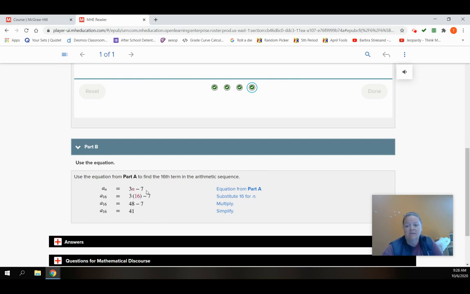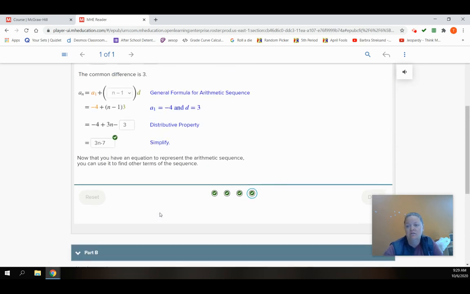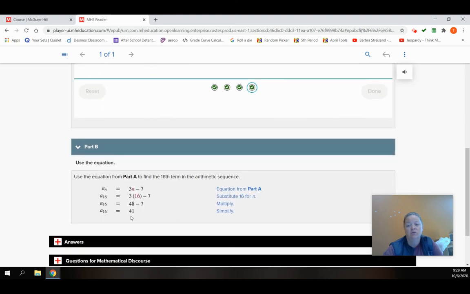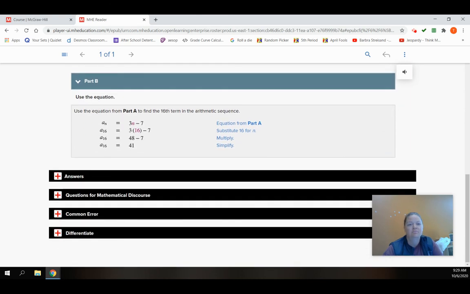So we take 3n minus 7. We substitute 16 for n, so we get 3 times 16 minus 7. Multiply out, so 3 times 16 is 48, minus 7, simplified, is 41. So the 16th term in our sequence that starts at -4 goes to -1, 2, 5, 8, etc. It's going to keep going all the way to 41 and beyond. But the 16th term is the one they asked for, which is 41 in this case. So you write a sub 16 equals 41.